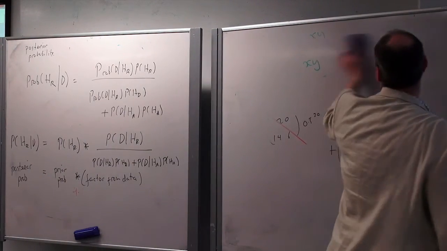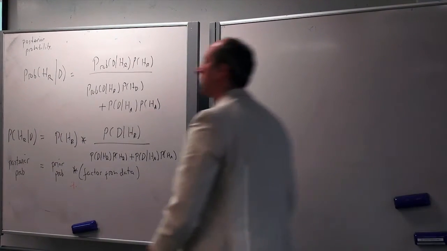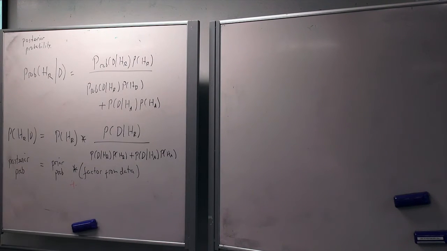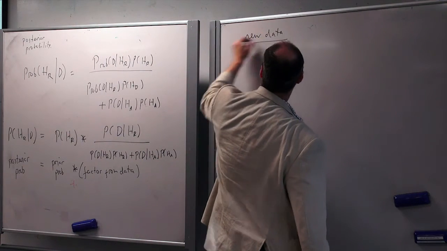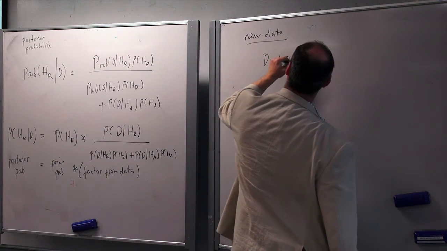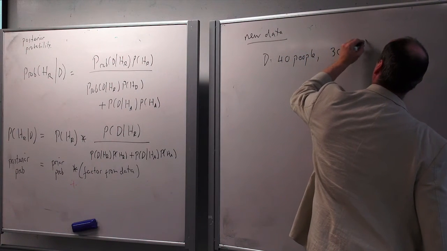Let's do it again with a slightly different data set. Let's just say that we stayed in that cafe and we counted 40 people. We've got new data. D: 40 people, 30 with an umbrella.